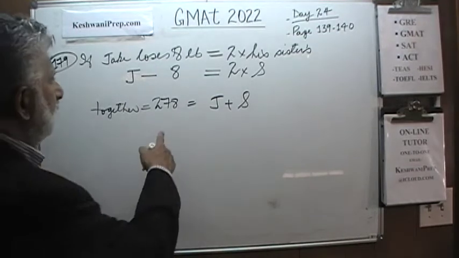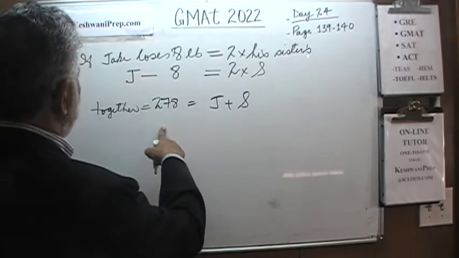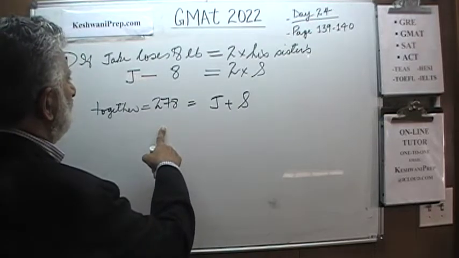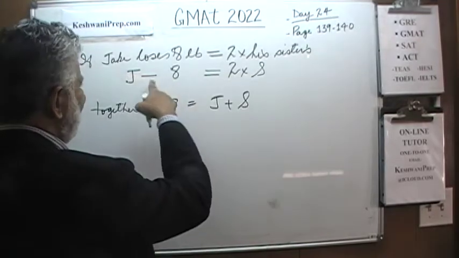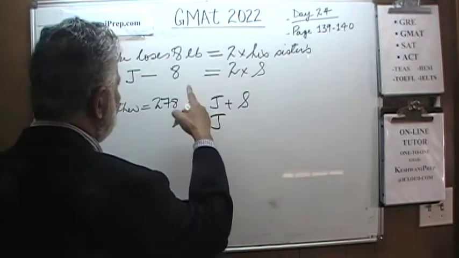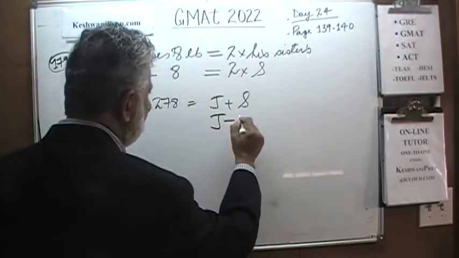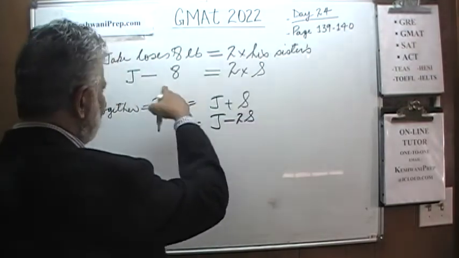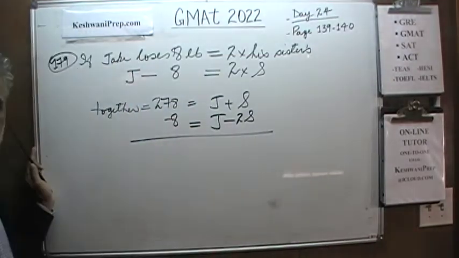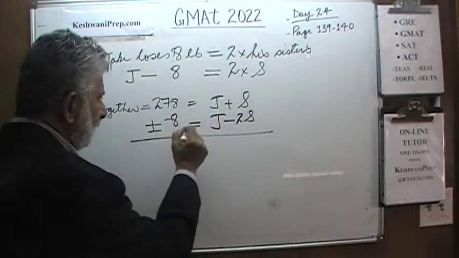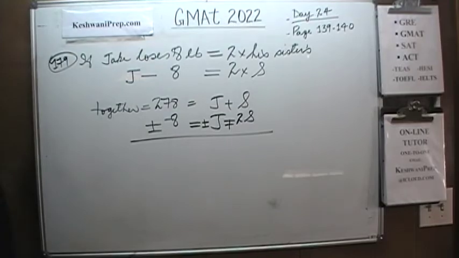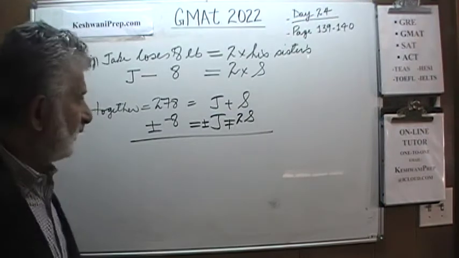Well, what can we do? Let's bring the 2S here, and bring the 8 over there. So we'll end up with J minus 2S equals 8. There you go. Subtract this equation from that equation. Voila. I just realized that we'll end up canceling the J. We want to find out J, but we'll end up solving for S. It's not a big deal. We'll just figure out S first and then J.